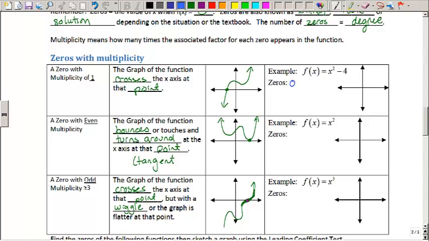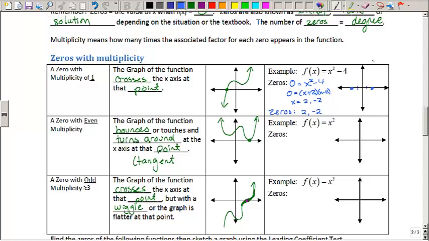In order to find the zeros, I'm going to set f of x equal to 0. I can factor, leaving me with x equals 2 or negative 2. So my zeros are 2 and negative 2. So I'll make a mark here and make a mark here, and that's going to represent negative 2 and 2. I know this isn't the best graph, but that's what we're going to do here.